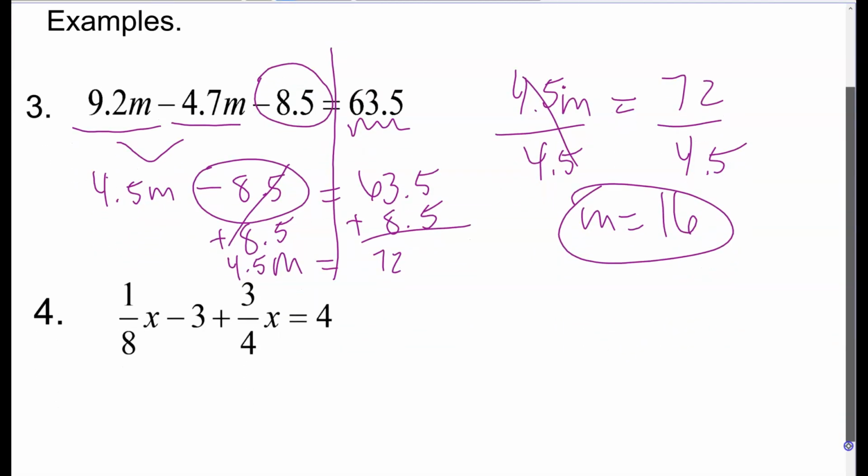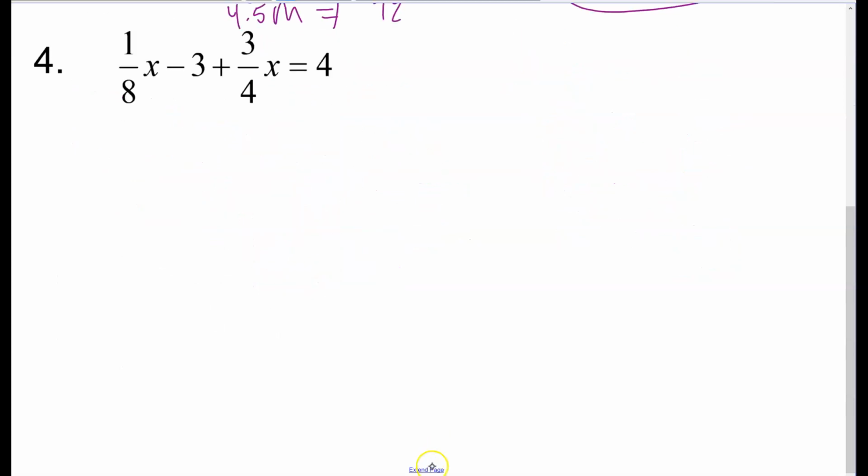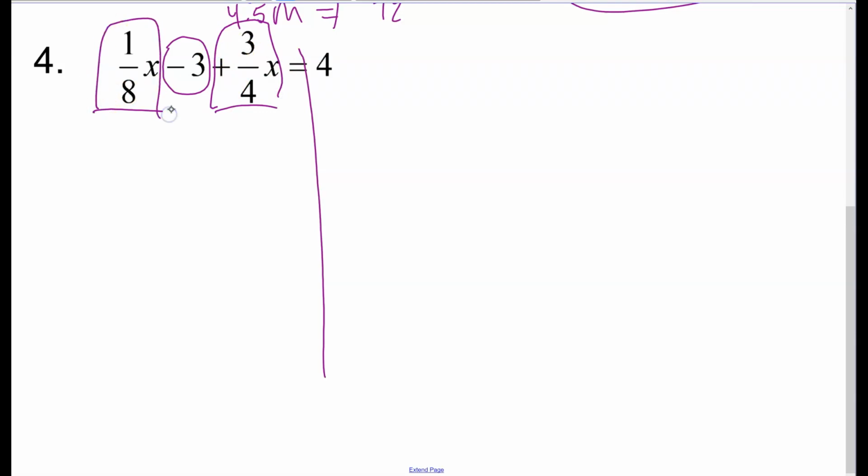So then I'm looking at this example. I'm going to do the same thing here. I'm going to extend this page a little bit so we can see it. I'm thinking like terms, so this is where we can get a little tricky. If we look at this one, I've got 2 x terms, and they're both fractions, but I don't have common denominators. If I'm adding fractions, which is what's going to happen here, because this is a plus 3/4 x and this is a positive 1/8 x, I need common denominators.